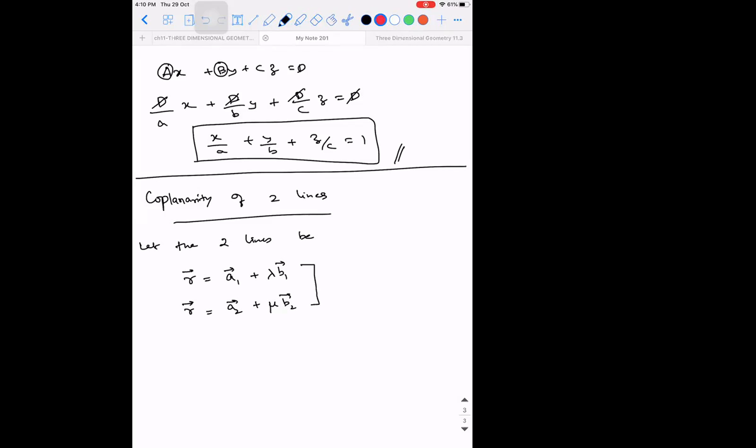I hope this point is clear, right? So R vector is equal to A1 plus lambda B1, and R is equal to A2 plus mu times B2. Now, what is the meaning of this? R vector equal to A vector means A vector is a point on the line. B1 vector is the vector to which the line is parallel. Similarly, for the second line, A2 vector is a point on it and B2 vector is the one to which it is parallel. Am I right?